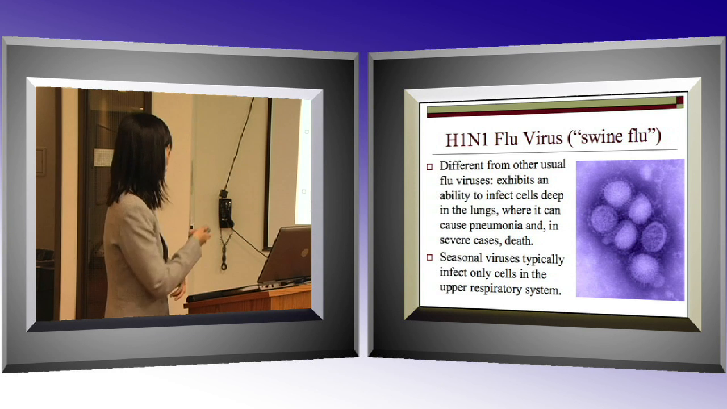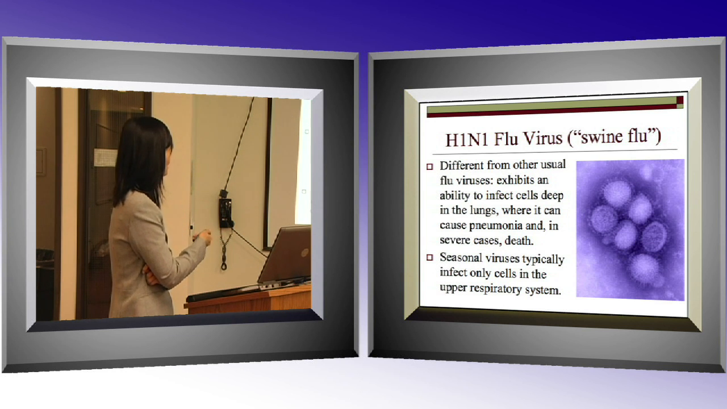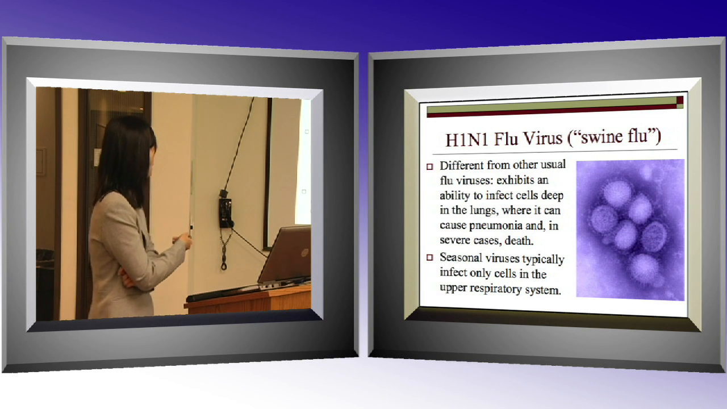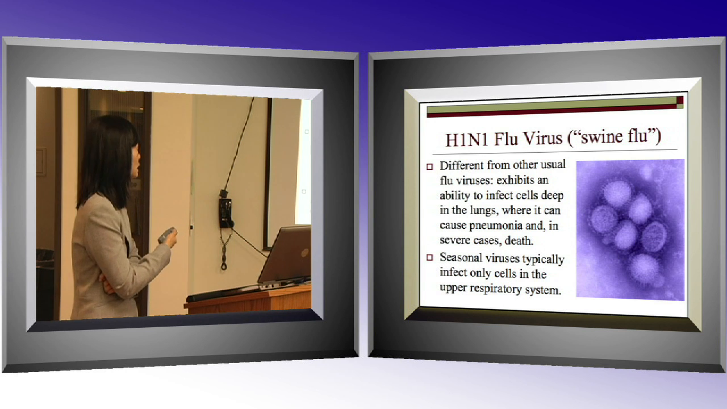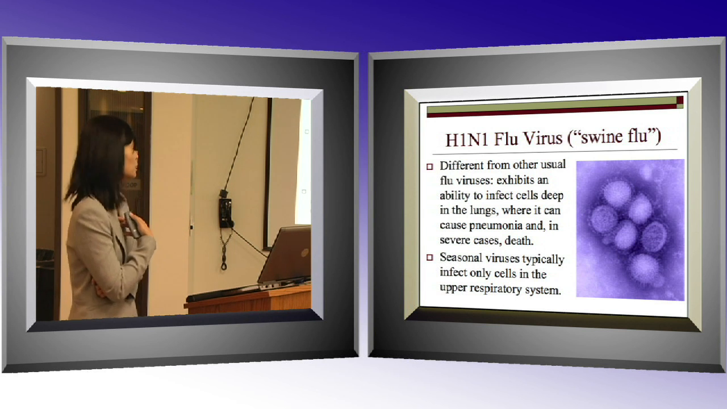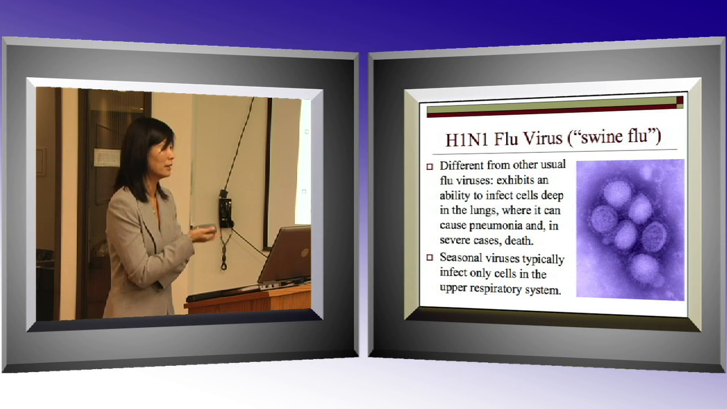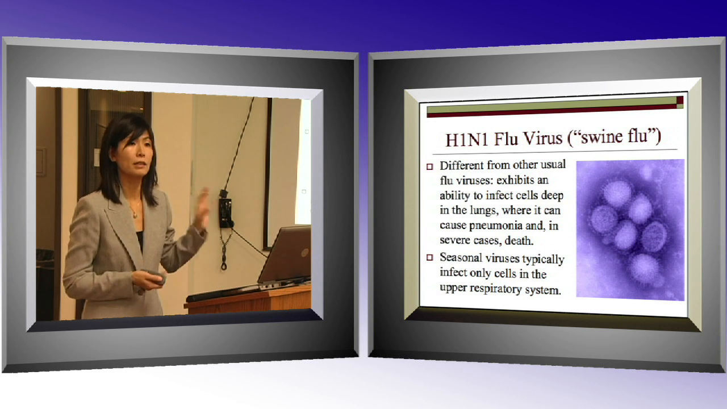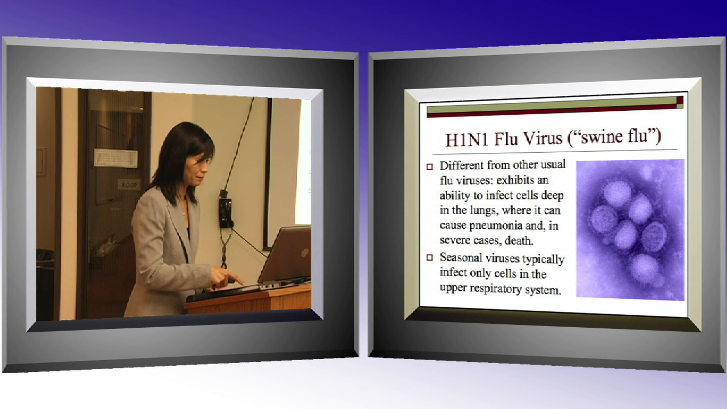Okay, so how is H1N1 different from the regular influenza viruses? It's also known as the swine flu because, again, it started there. It is different from other usual flu viruses because it exhibits the ability to infect the cells deep within the respiratory system, where it can cause pneumonia and in severe cases death, as we all know. Seasonal viruses typically infect only cells in the upper respiratory system, whereas H1N1 goes down deep-seated, further down.